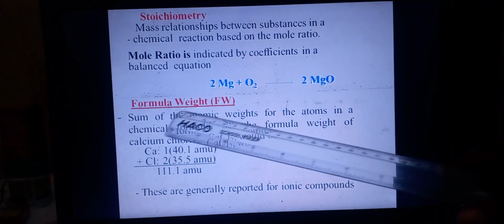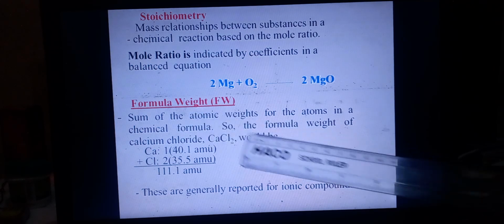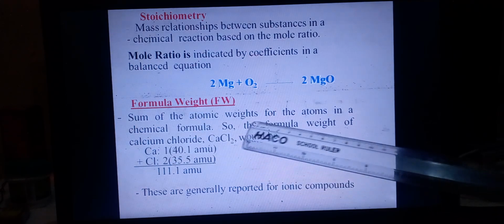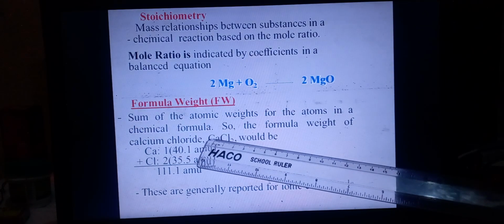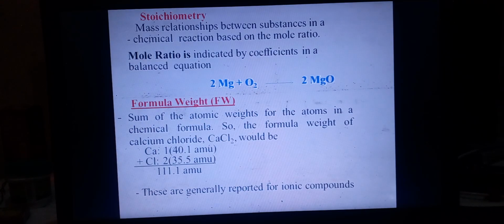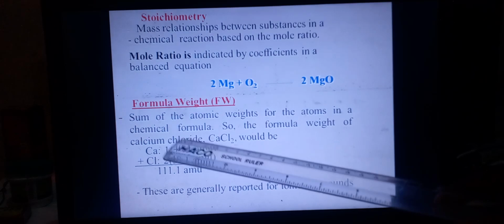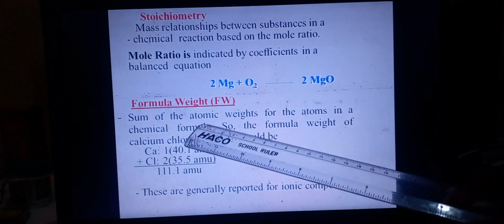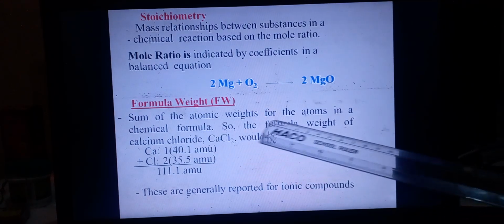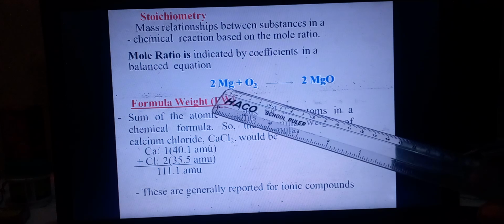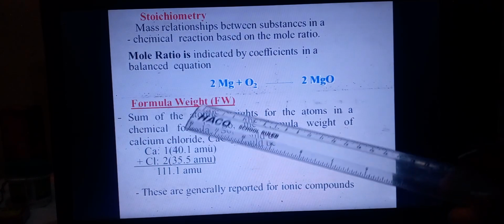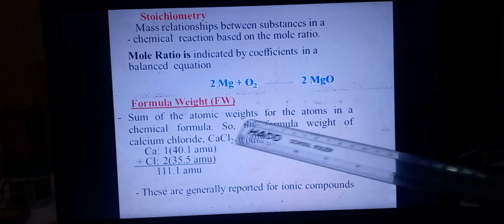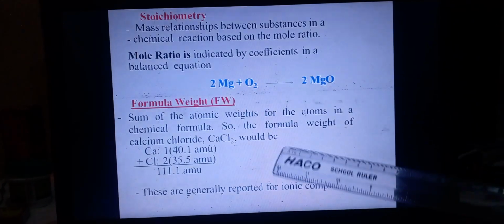Then we proceed and look at the formula weight. What is the formula weight? This is the sum of the atomic weights for the atoms in a chemical formula, just the same way as a relative atomic mass. So it means to get the formula weight, you take the sum of the respective relative atomic masses of the atoms in a given compound. So since we are talking about weights, we talk about atomic weights. You get the sum of the atomic weights.